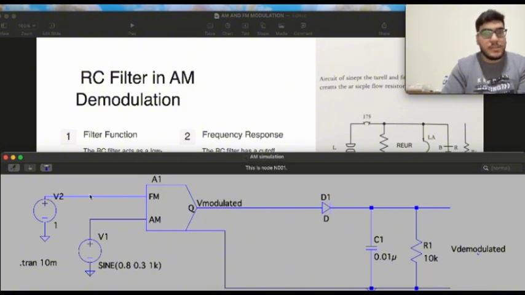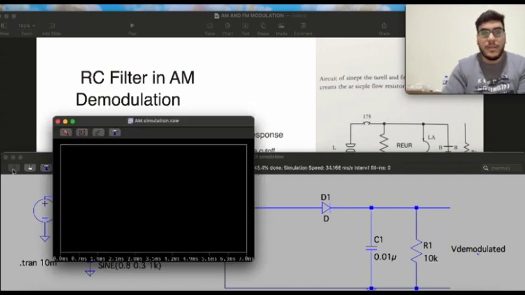First, on the left side we have the VIN, the sine signal, and here we have the modulator, which is going to multiply the VIN, the input signal, with the carrier signal. And on the right side, we have the diode-based RC filter. So I'm going to click run here.